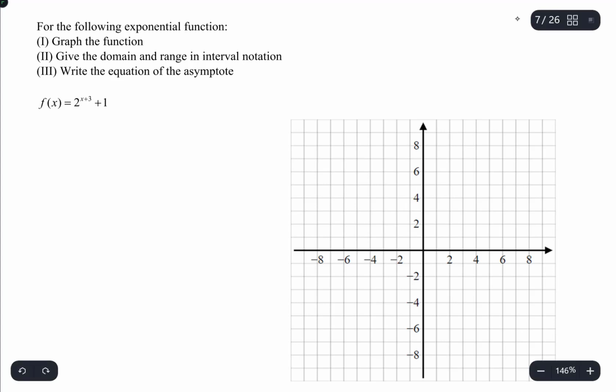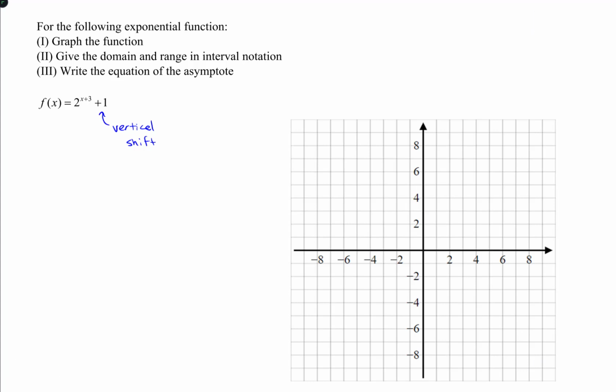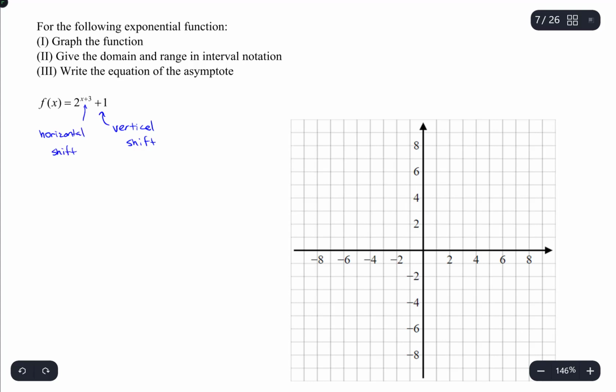I would notice here just from the start, the plus 1, since it's not in the exponent, that's a vertical shift. And any vertical shift just moves our entire graph up that many units. So everything's going to move up 1 unit. This plus 3 inside the exponent, that's going to be a horizontal shift. And so it's just going to move everything in our graph left or right, whatever this value is.